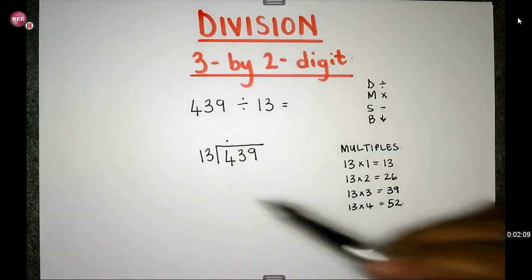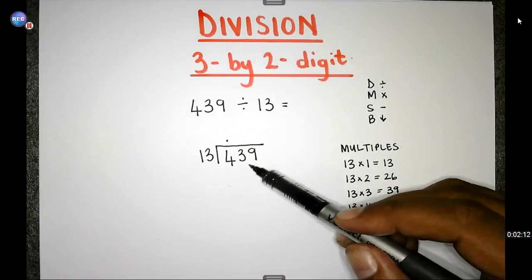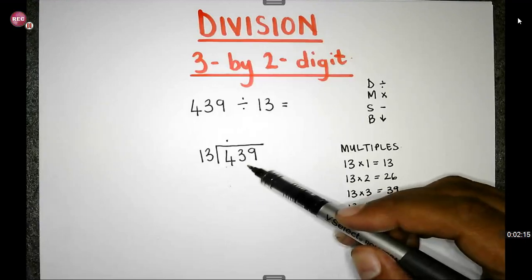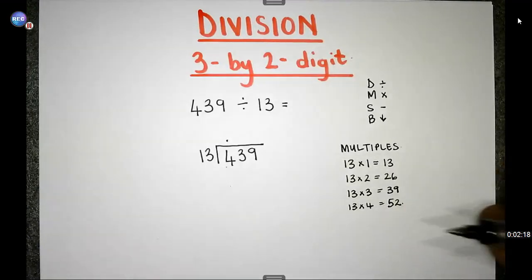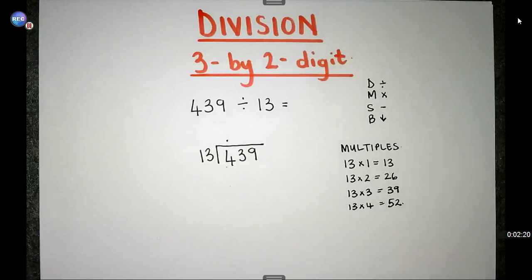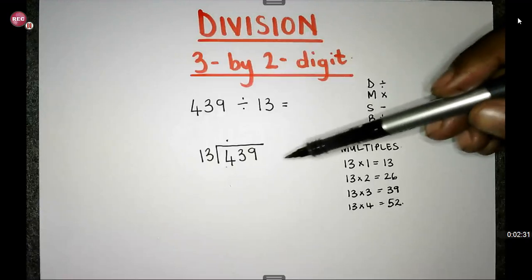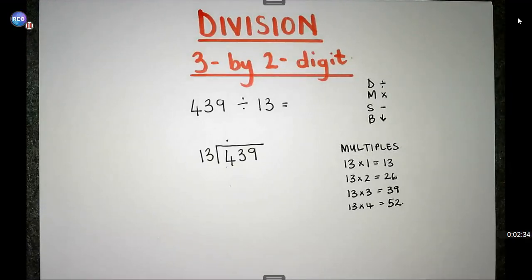Next, we check, can 13 go into the first 2 digits together? Can 13 go into 43? Yes, but now we need to see how many times can 13 go into 43. Thus, we have to look at our multiples. Now I need to check which multiple will bring me the closest to 43, but not being bigger than 43. So then I go through my multiples. 13 is too small, 26 is too small, 52, that's a bit too big, so 39 is the sweet spot. That's the multiple that brings us the closest.